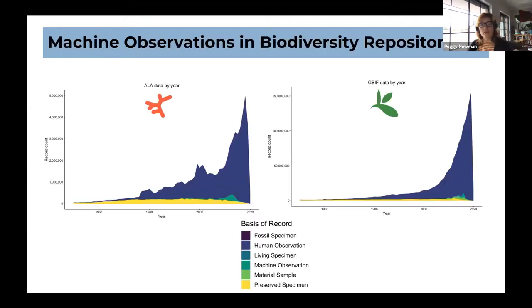I got out the ALA and GBIF packages this week and did a comparison of the proportions of records based on basis of record. What we're finding here is that machine observations still form a fairly small proportion of the records in both ALA and GBIF. I've been acting in the role of data manager at the ALA this year, and I'm really, really hoping to make that green bit get a lot bigger at some stage over the next couple of years.